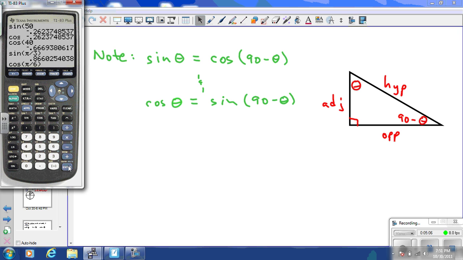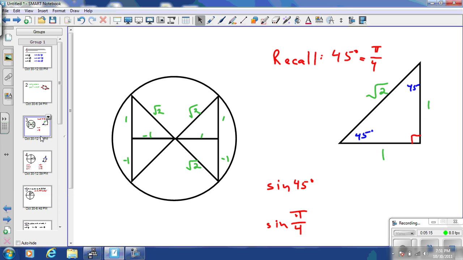And so here I should get the same decimal there. So I'm demonstrating that this is true, but if you're using radians, we have to make sure we're in radian mode there. Okay, on to the circle here.